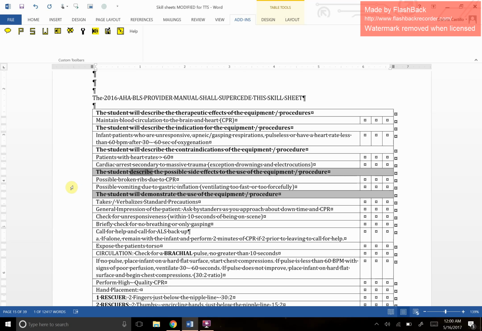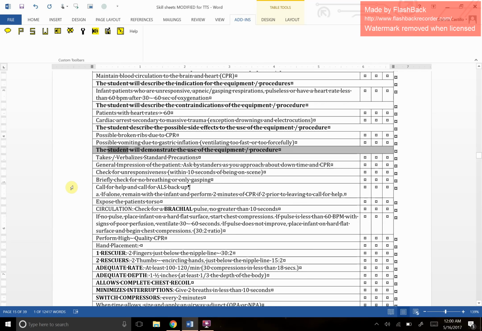The student will describe the possible side effects to the use of the equipment/procedure. Possible broken ribs due to CPR. Possible vomiting due to gastric inflation, ventilating too fast or too forcefully. The student will demonstrate the use of the equipment/procedure.